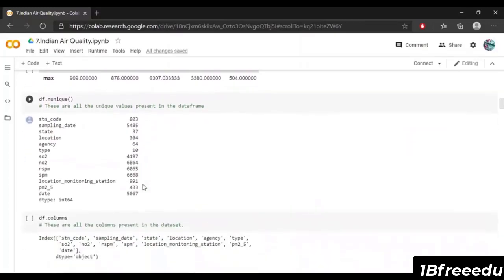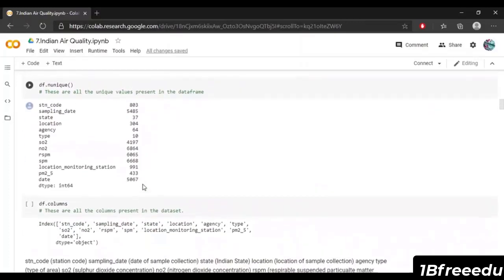And the next function we have used over here is the nunique function. The code over here will display all the unique values present in our data frame. And as you can see, the station code has 803 unique values, and these are the sampling dates. There are 5,485 unique values in this column. So it will display us all the unique values.